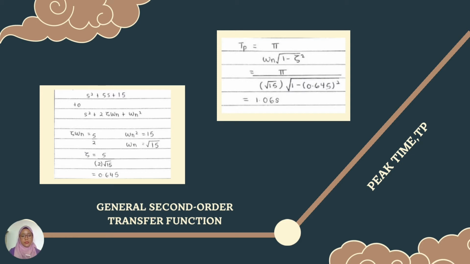After that, we need to find the peak time. The peak time is equal to Tp equals pi over natural frequency times square root of 1 minus damping ratio squared, and then we get our peak time is equal to 1.06 seconds.